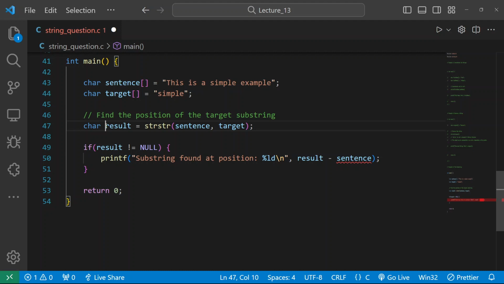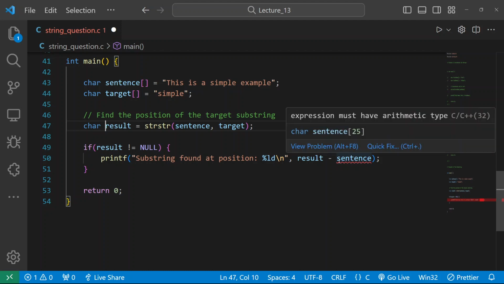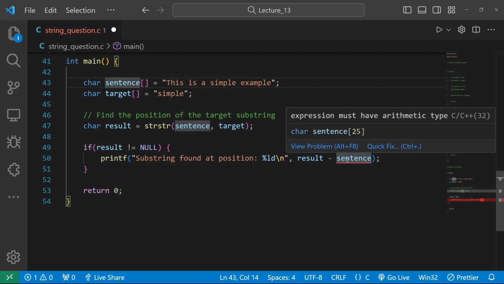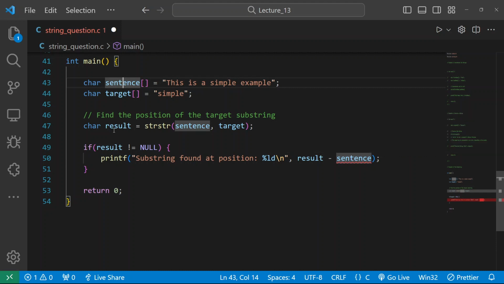Okay, see, I got an error. That error is expression must have arithmetic type. According to it, that is true. The reason is that we are taking a character pointer and subtracting. The string doesn't know what you are doing. How are you subtracting a sentence from the sentence? How can it be possible? So to make it possible, we write this thing here. You can see it is a star. What is this asterisk sign representing?